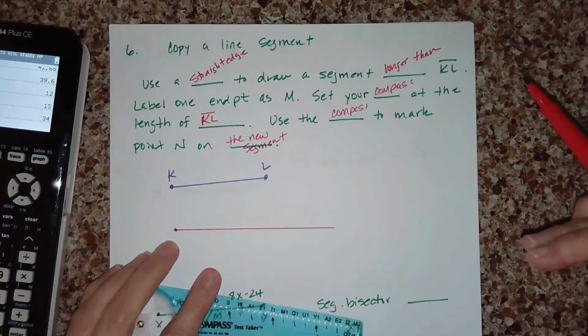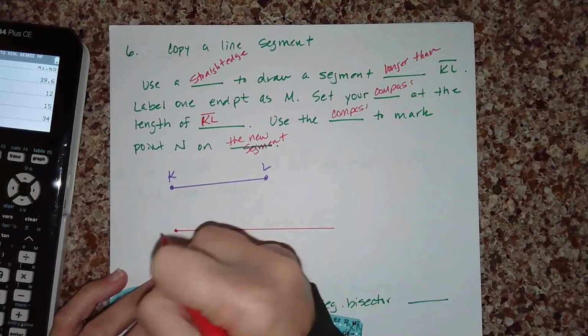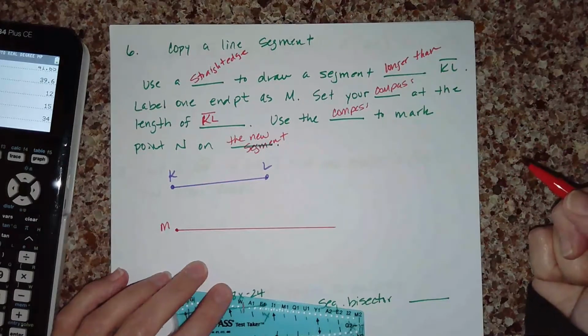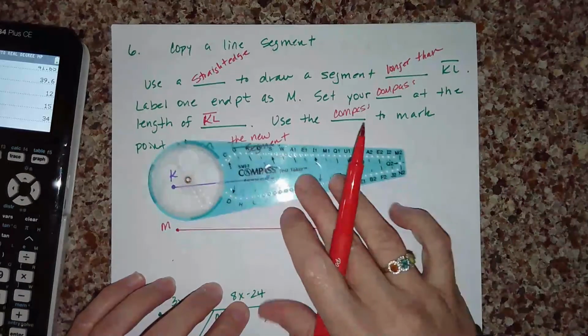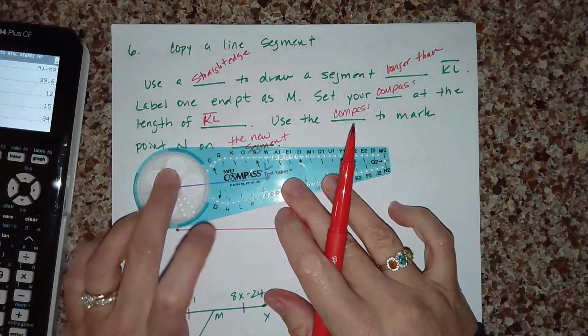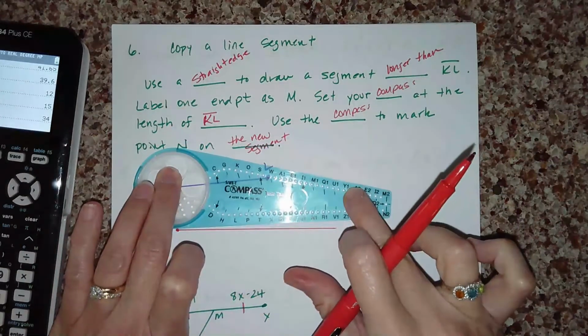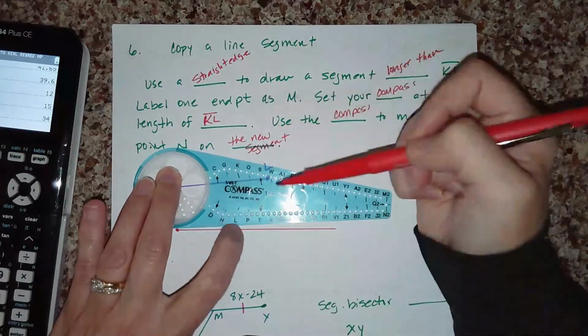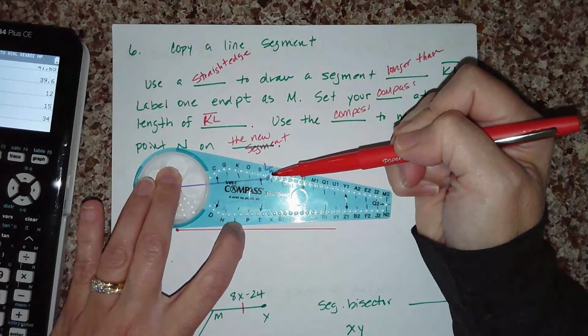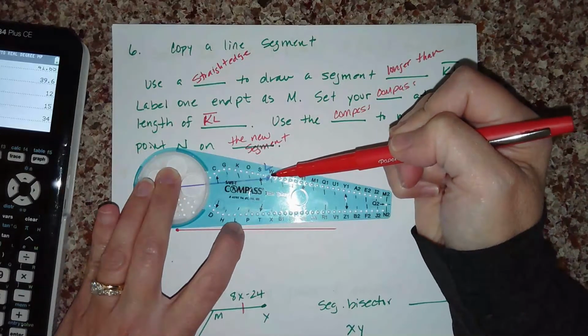You're going to label one endpoint as M, and then set your blank, which in this case is going to be compass, at the length of KL. So you're going to set your compass here and measure it. You're going to have it line up with one of the little dots, and mine lines up with W, just because I made a line segment. We're all going to have different lengths because I just made this one up. So mine's going to line up with W.